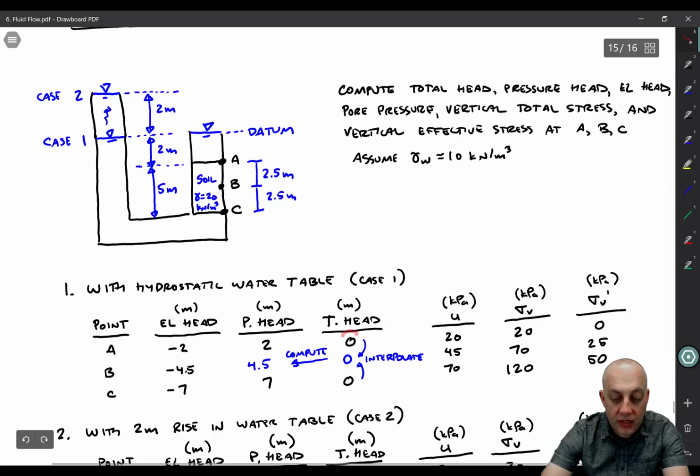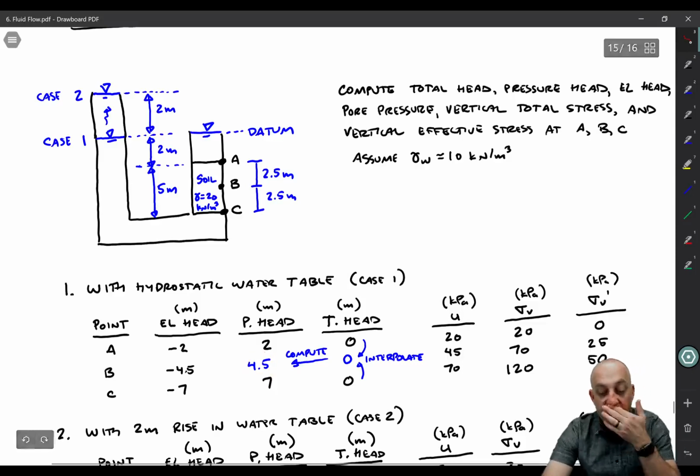And now we can calculate the total head. It comes out to be 0 for both cases, just because of where we chose the datum, right at the free surface right there. Okay, now what we can do is interpolate the total head at point B, just like we've been doing. Point B is directly in between A and C. The soil has a uniform hydraulic conductivity, therefore we can just take the average. So the average of 0 and 0, of course, is 0. And then we can calculate the pressure head, and it comes out to be 4.5.